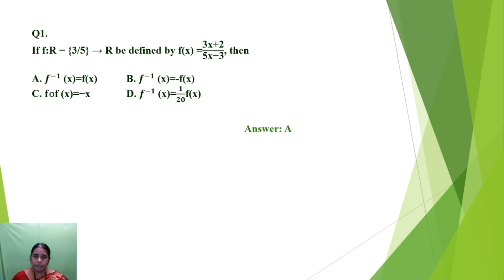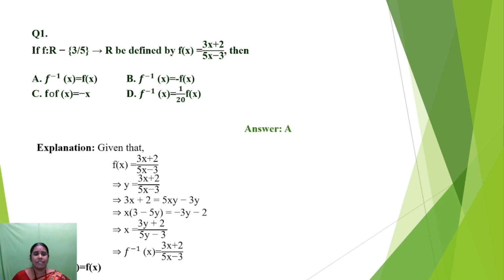Here the answer is A. By finding f inverse of x, we get the same as f of x. That's why we choose the answer A. Here is the explanation. Given that f of x is nothing but (3x plus 2) by (5x minus 3). Then f of x is taken as y. So y is equal to (3x plus 2) divided by (5x minus 3). On cross multiplying, we get 3x plus 2 equal to 5xy minus 3y. Taking x alone on the left side, we get x is equal to (5y plus 2) divided by (5y minus 3). Which implies f inverse of x is equal to (3x plus 2) by (5x minus 3), which is the same as our given function. So f inverse of x is equal to f of x. That's why the answer is A.